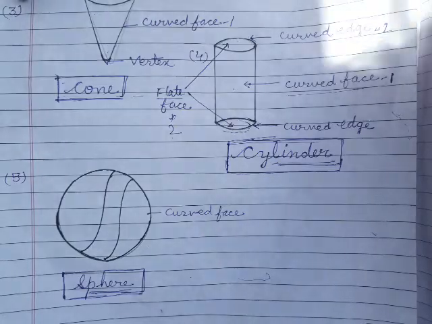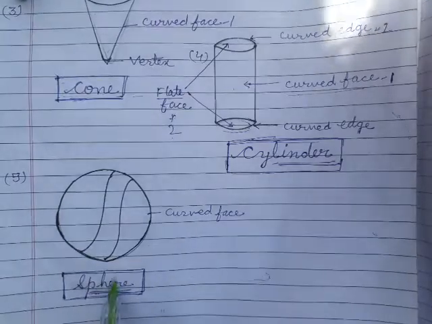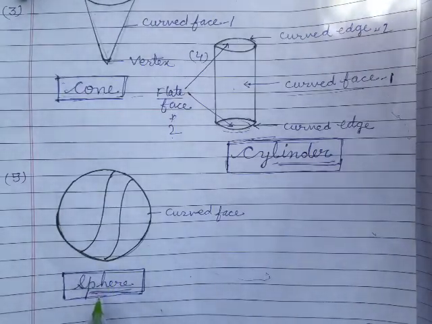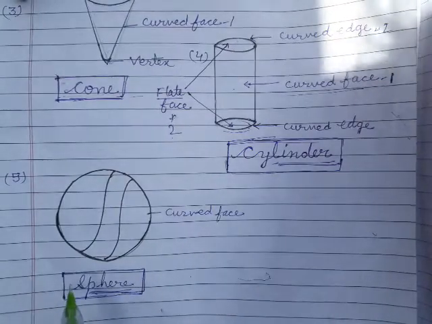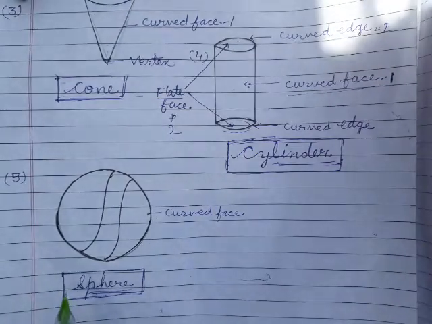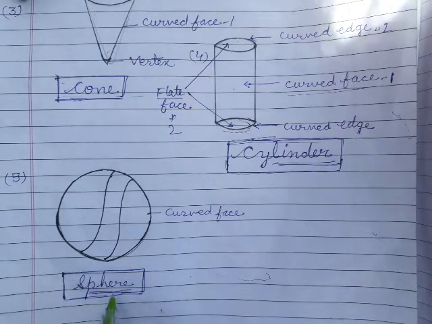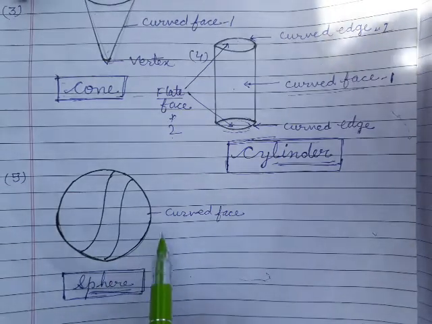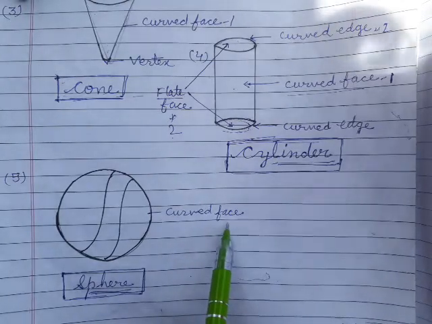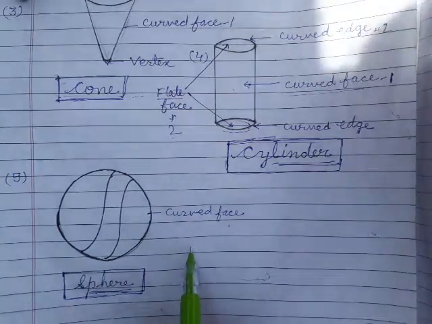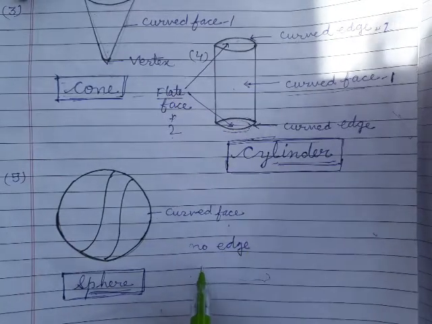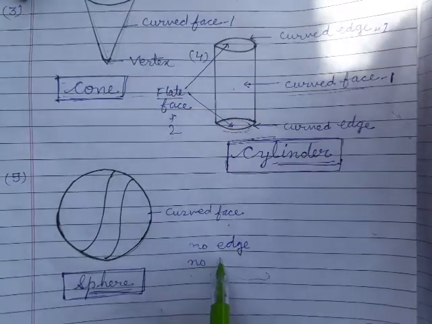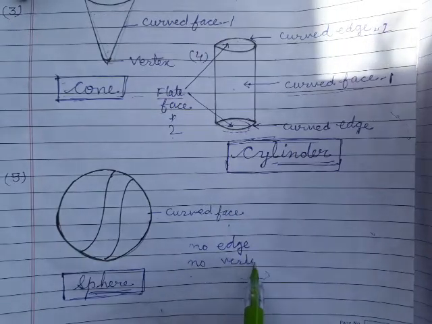Now children, we discuss the sphere. Children, you have played with a ball, a football. It's an example of the sphere. And a sphere has only one curved face and it has no edge and no vertex.